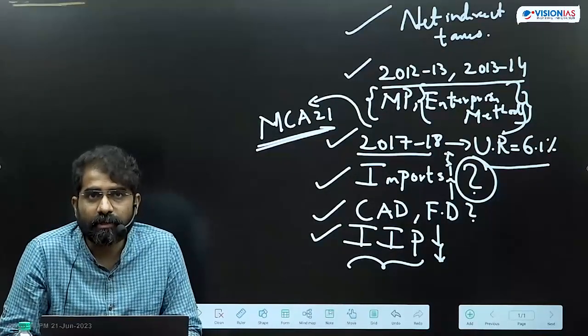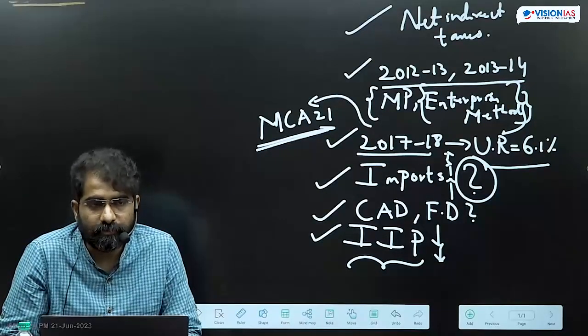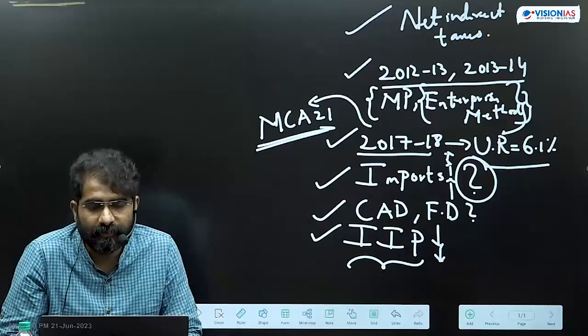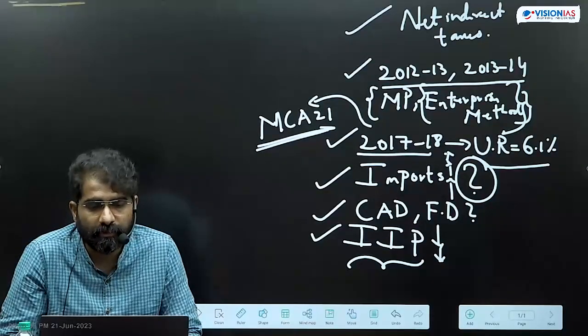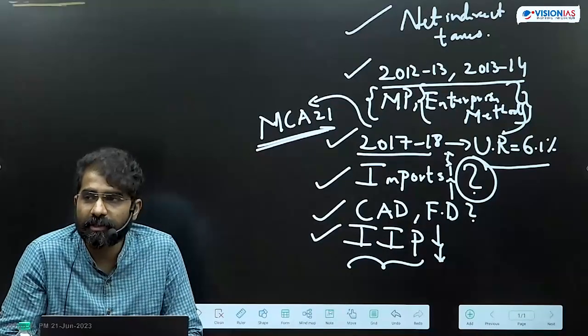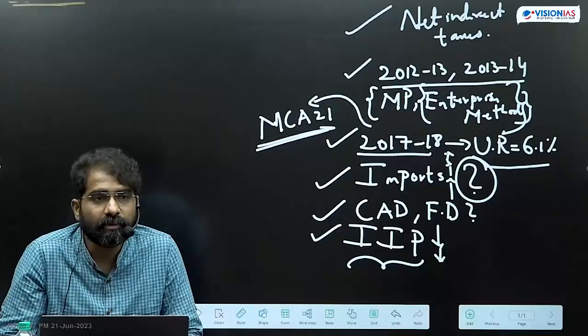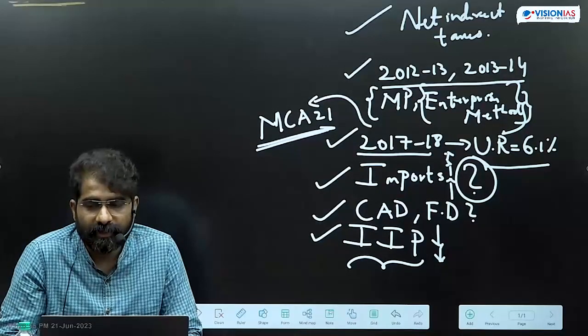Okay. First one, change in base year from 2004-5 to 11-12. Write down: the base year is a reference year with respect to which GDP is calculated.